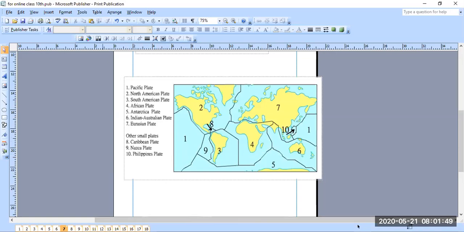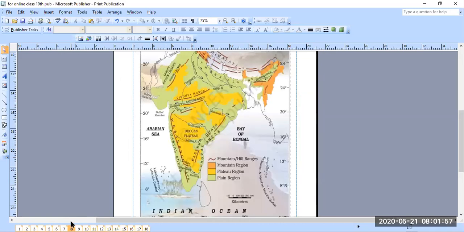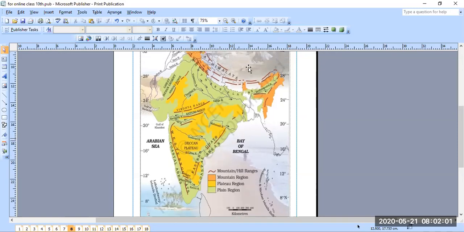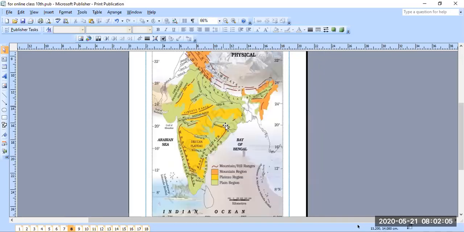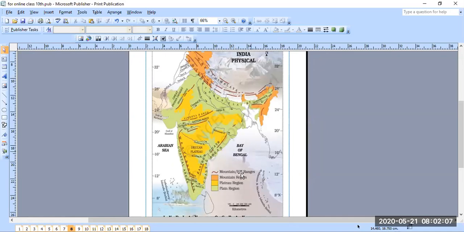So you will learn more detail about this in your higher classes as you go, if you take up geology as your subject. So as a result, now I'm coming to this image. Let's zoom a little bit smaller.